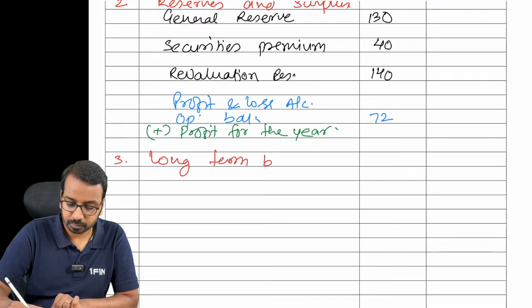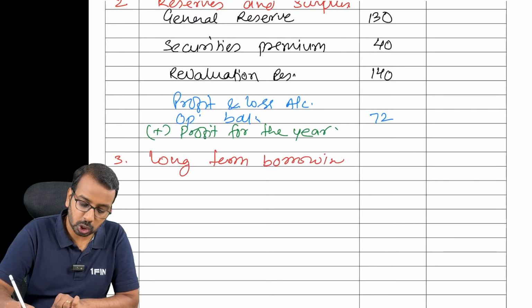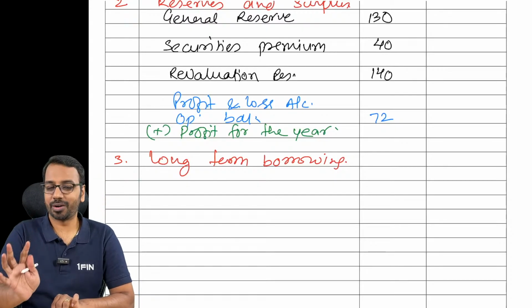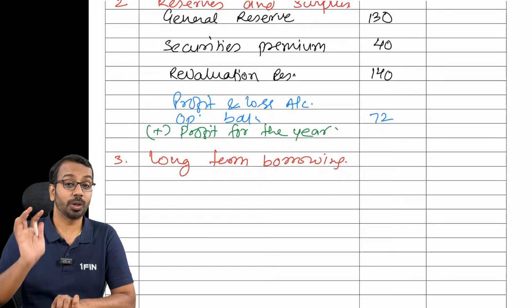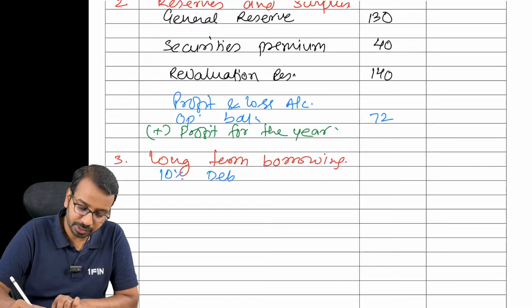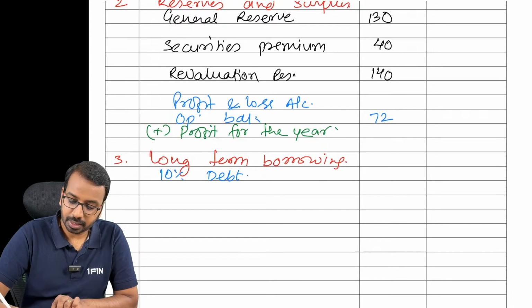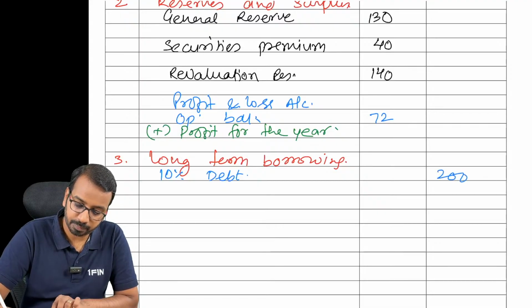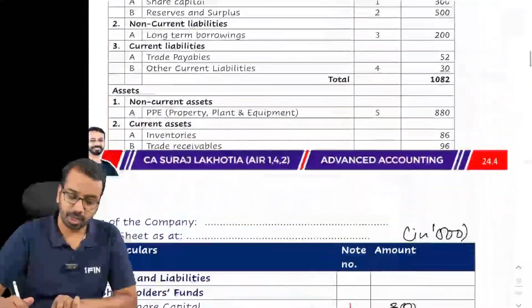Long-term borrowings. Sir, how do we know it is long-term or short-term? Debentures, bonds, etc. are generally long-term borrowings. So they have given us 10% debentures, and that number is 200. So debentures are also done.